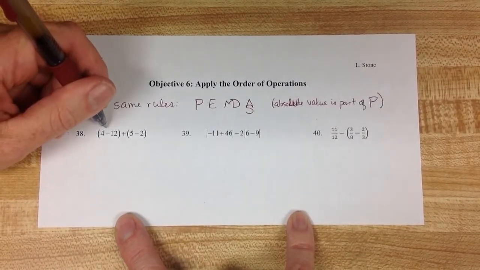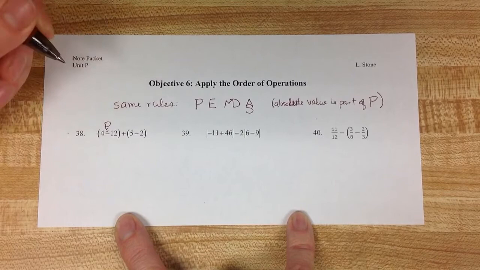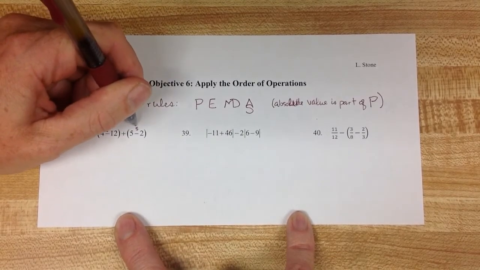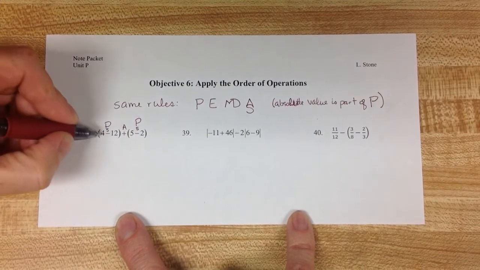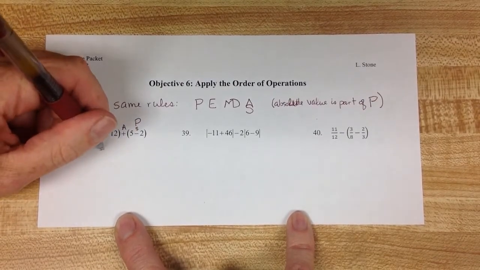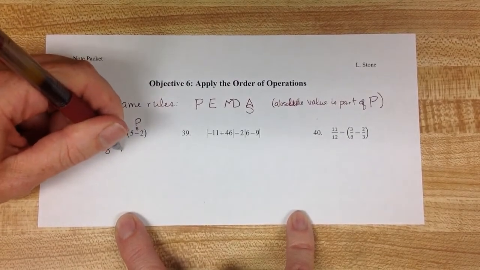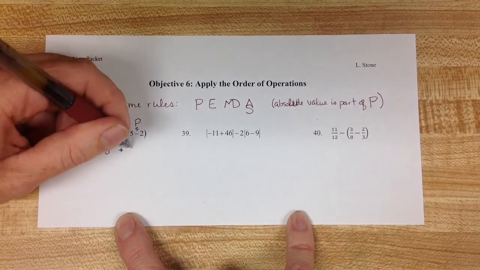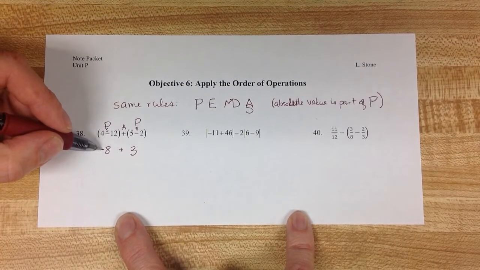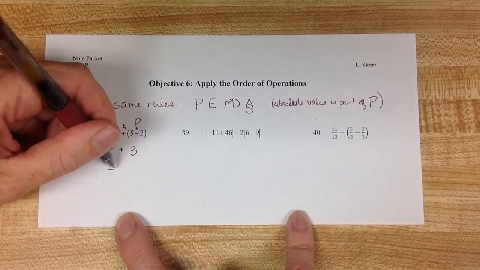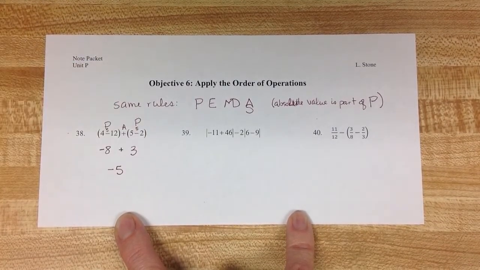In this first one, I see some subtraction, but it's inside parentheses, some more subtraction inside parentheses, and some addition. So 4 minus 12 gives me a -8, and 5 minus 2 gives me a +3. Then I do the addition. -8 plus 3 leaves me with a -5.